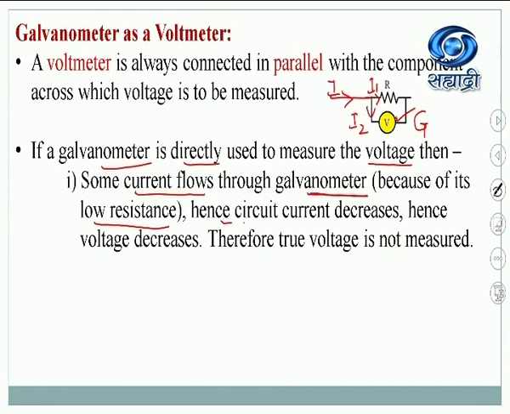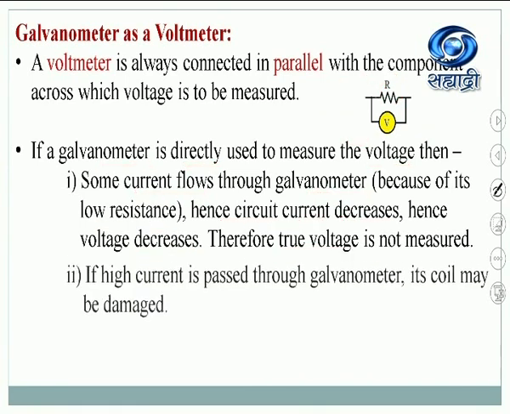So what will happen? Hence, circuit current decreases. That means, actually I want to measure this current I, but now I may measure this current I1 instead, which is less than I, because some part of this I, that is I2, flows through this galvanometer. So the circuit current decreases, hence voltage decreases. Therefore, true voltage is not measured. So if this is so, then the actual voltage across this resistance may not be measured at all. So this is one error.